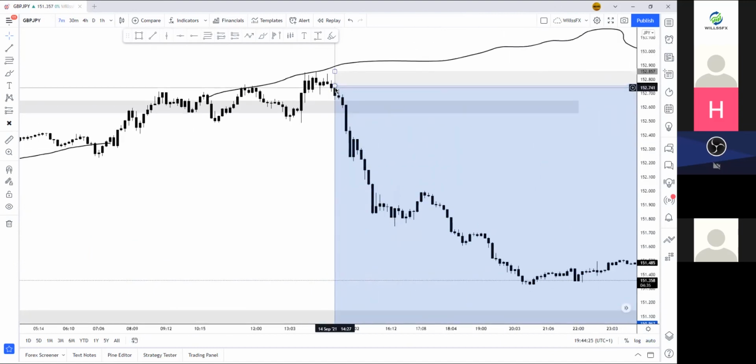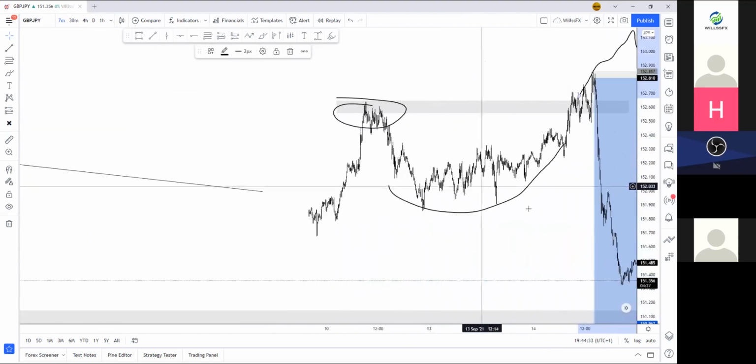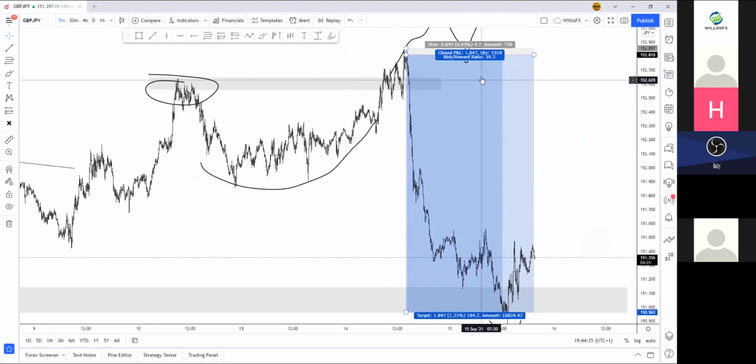So if we look, you could have even pretty much got an entry on any of these wicks up here. And then your risk reward would have been like a 1 to 39. So it's almost over doubled just by refining your entries.